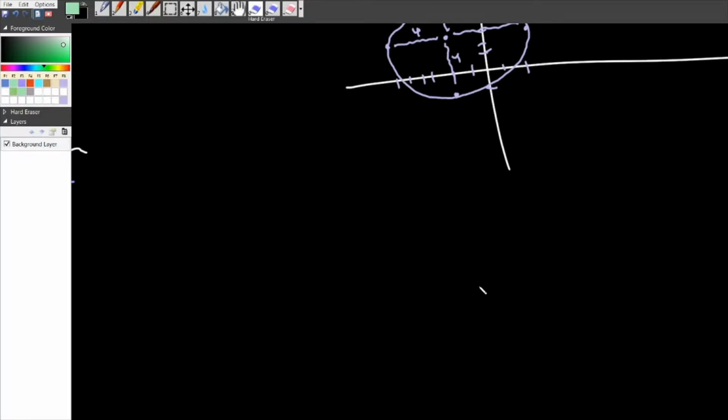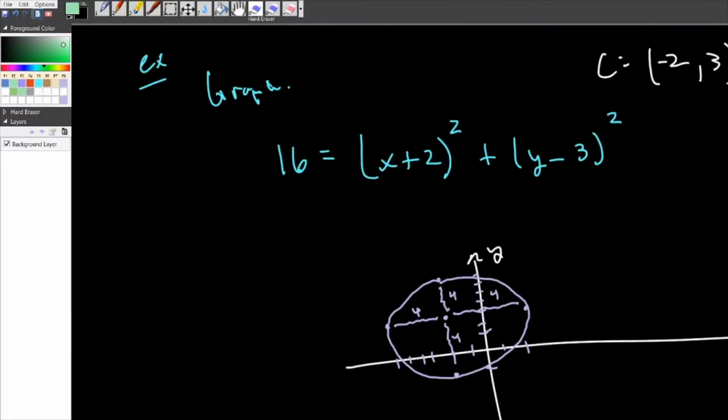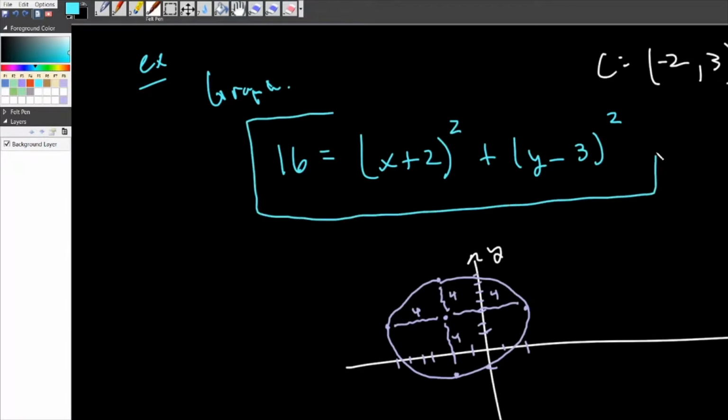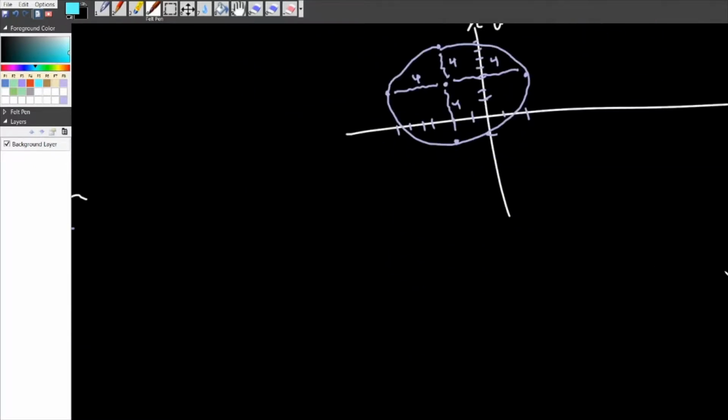There's one thing. If you take a look, this is nice and neat. This is the standard form of a circle. The reason it's used so often is because it's readily apparent what the radius and the center are. But the circle equation can look like something else. In fact, I'll show you a circle.